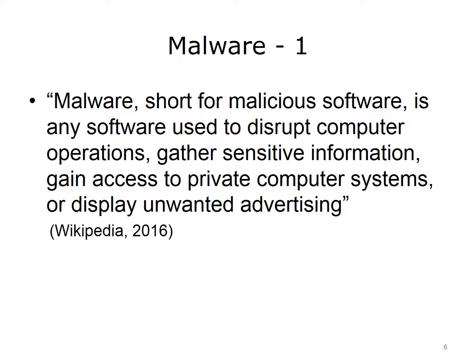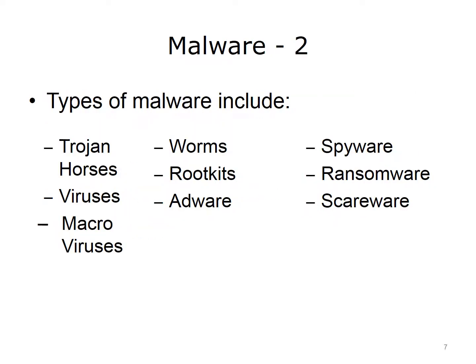Everyone finds this experience frustrating, so everyone must be mindful when opening email attachments, opening unfamiliar files, and clicking any links and buttons when surfing the web. Types of malware include Trojan horses, viruses, worms, macroviruses, rootkits, adware, spyware, ransomware, and scareware. We will examine each of these in the following slides.